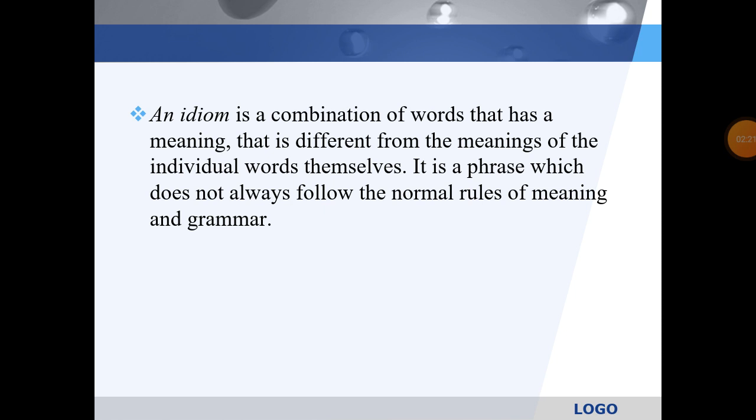An idiom is a combination of words that has a meaning that is different from the meanings of the individual words themselves. It is a phrase which does not always follow the normal rules of meaning and grammar. The famous linguist McMurdy says that many idioms are examples of strong collocations. For example, it is difficult to say why spill the beans should mean to give away secret information. The words and the grammar that make up this idiom are almost impossible to change without changing the meaning.